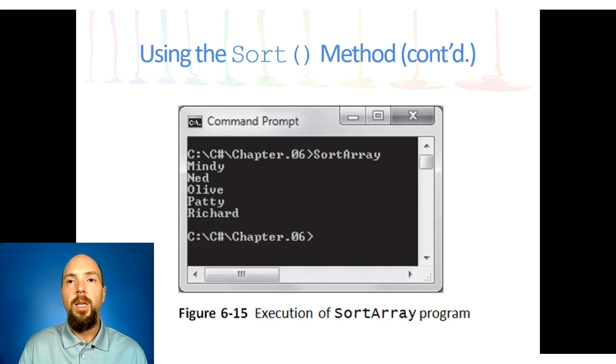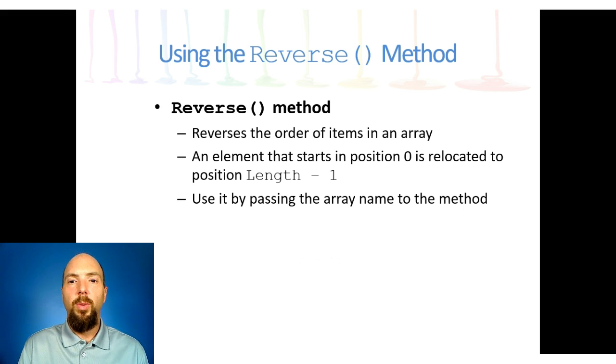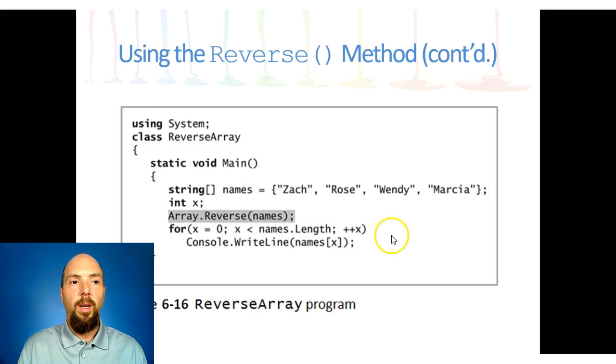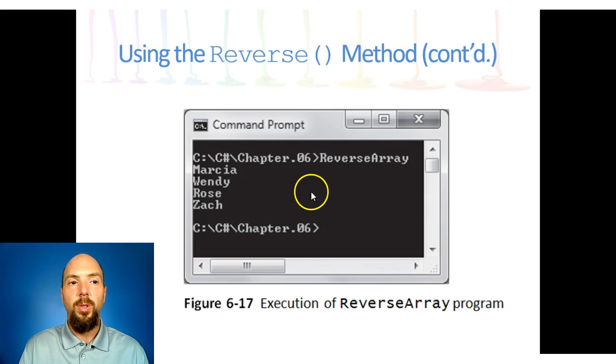Now we can also do what's called a reverse, which means we could take whatever order the array is in right now and just simply reverse the entire order. We can do that by simply doing an array.reverse and pass in the name of the array. In this case, we have Zach, Rose, Wendy, and Marcia. And if we do the reverse, it'll put it in Marcia, Wendy, Rose, Zach order. So you'll see here we have Marcia, Wendy, Rose, Zach. So we're just simply taking the order that the array is right now and reversing it.